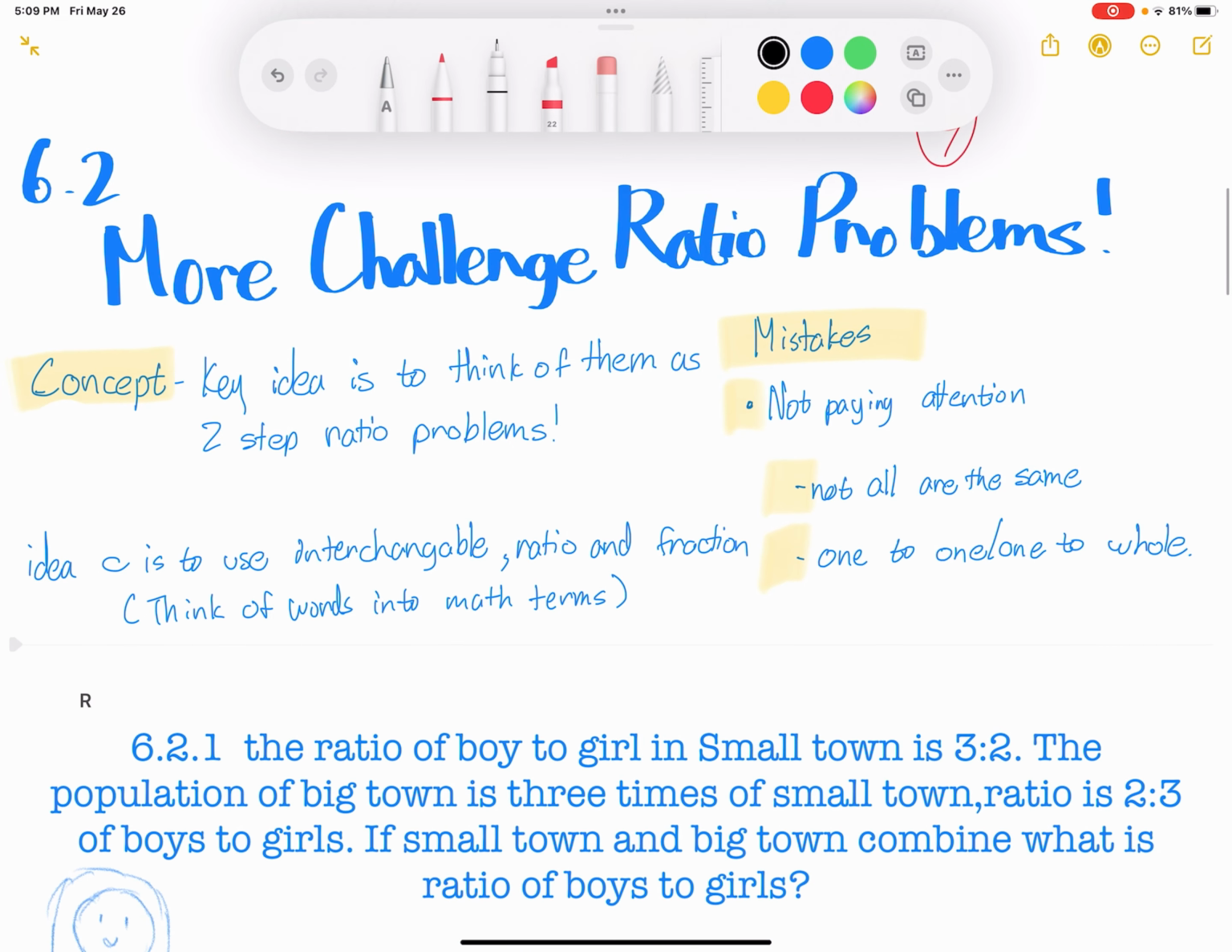Moving on to our next lesson, 6.2, more challenging ratio problems. The concept here is to think of them as two-step ratio problems with more logical thinking. The mistake that I would recommend to watch out for is not paying attention. Here I am not saying that you're not paying enough attention to reading or writing, but to setting variables, such as actual keywords. Setting too many variables or too few variables could be common factors that could cause you a lot of trouble.